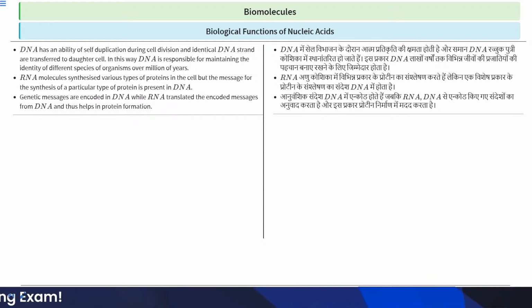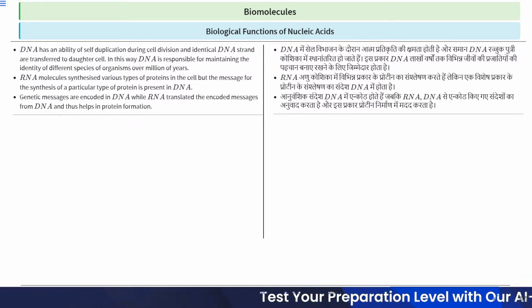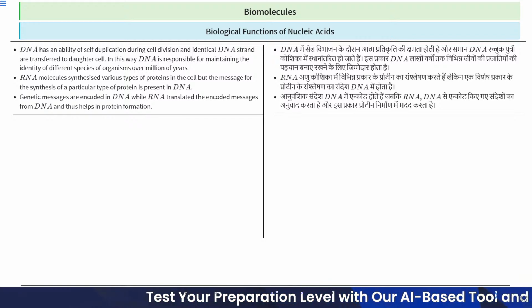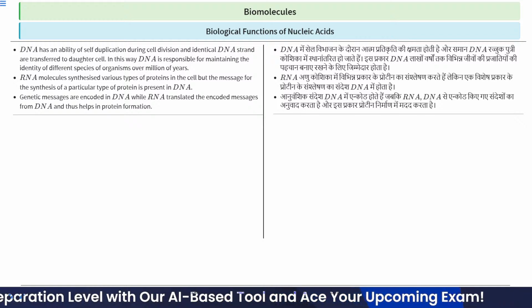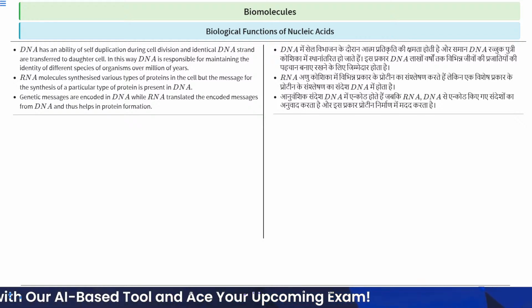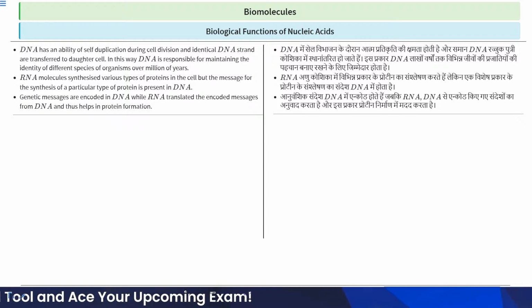Genetic messages are encoded in DNA, while RNA translates the encoded messages from DNA and thus helps in protein formation. So all the genetic information in coded form is present in the DNA, and the work of RNA is to translate that encoded message from DNA and help in protein formation.